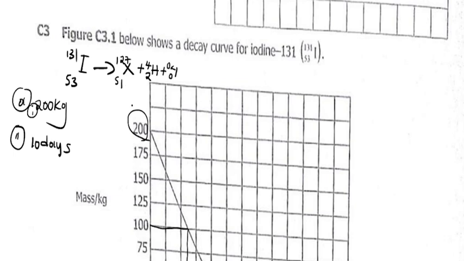So basically this is the decay equation that we can write. We have 131 and 53, so that one is going to give us X, 127 here, 51, then plus an alpha. That is an alpha particle, a helium nuclei. So that is our decay equation.